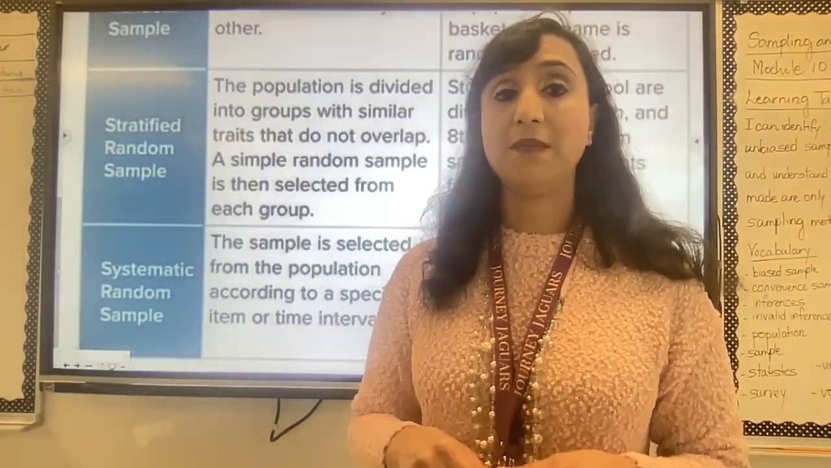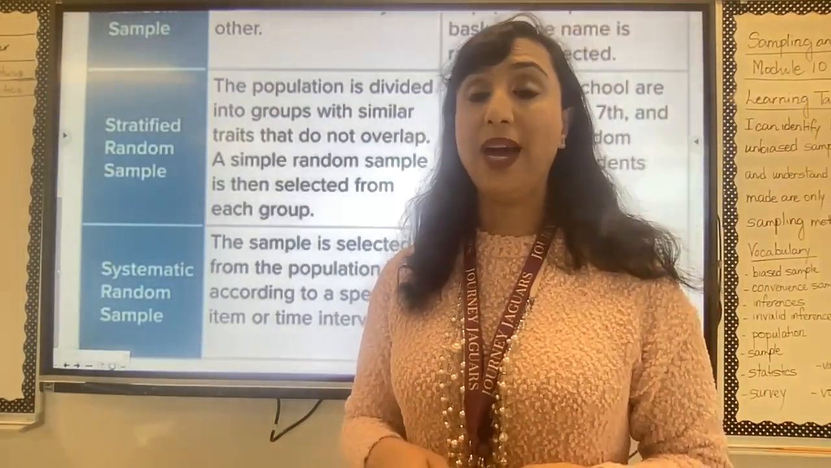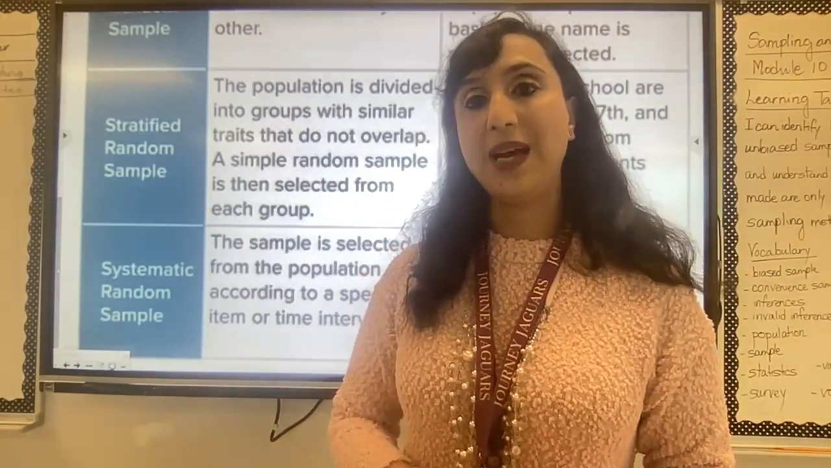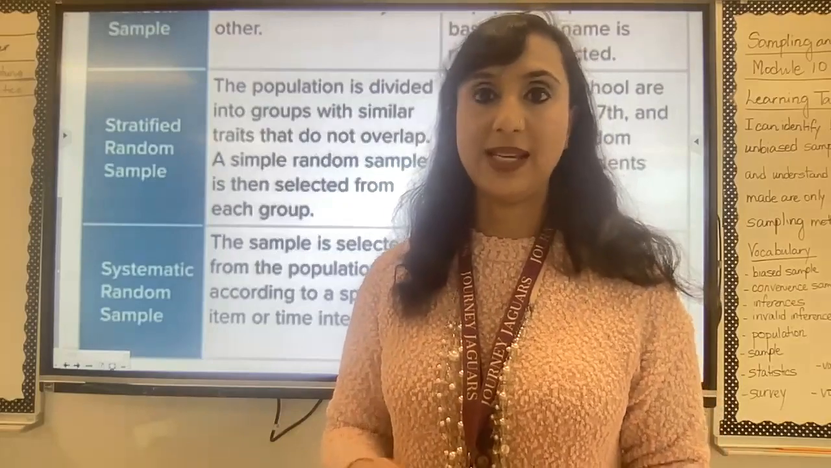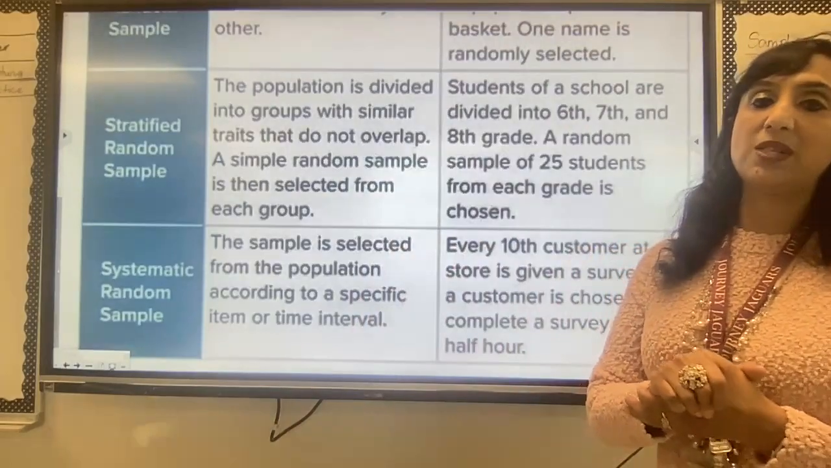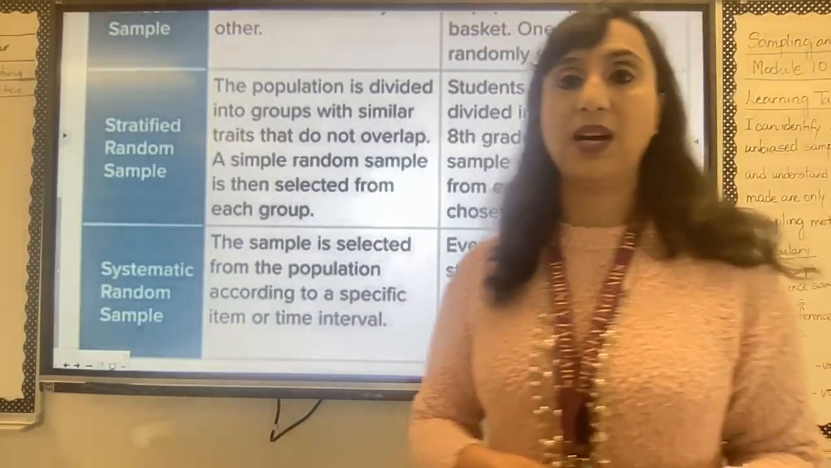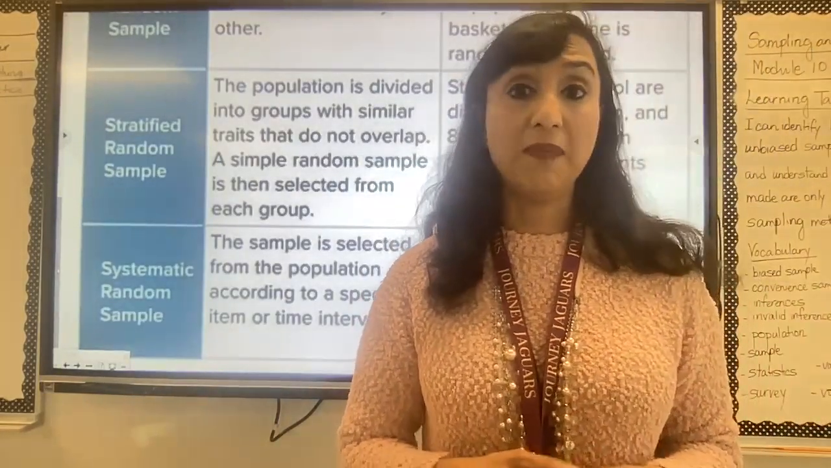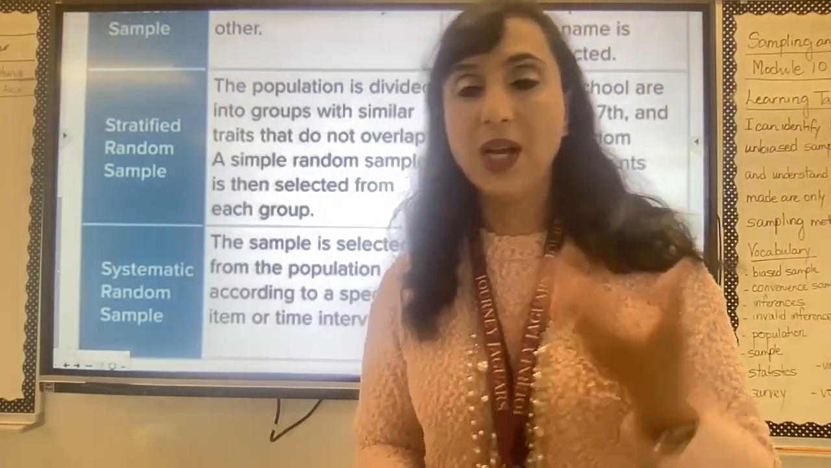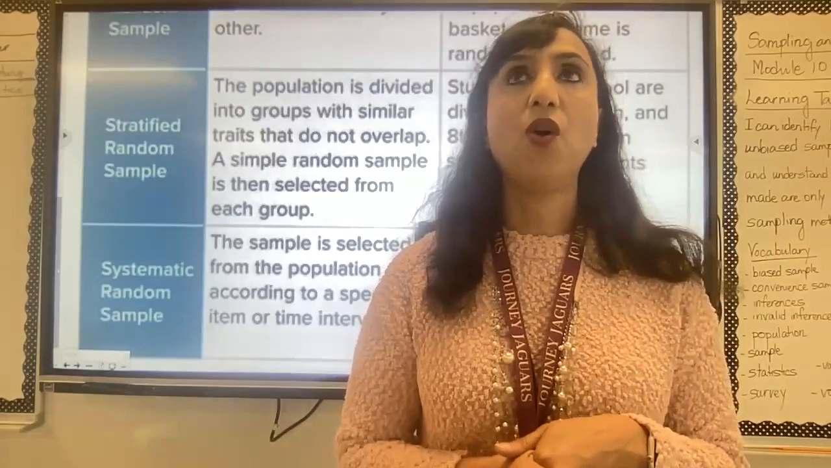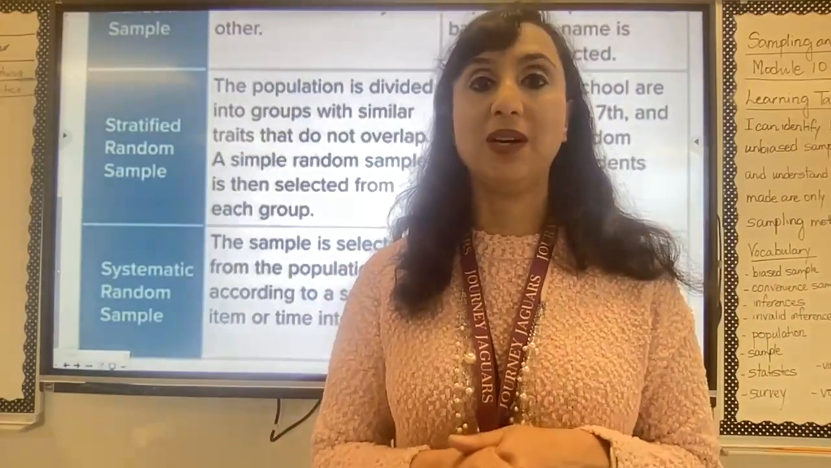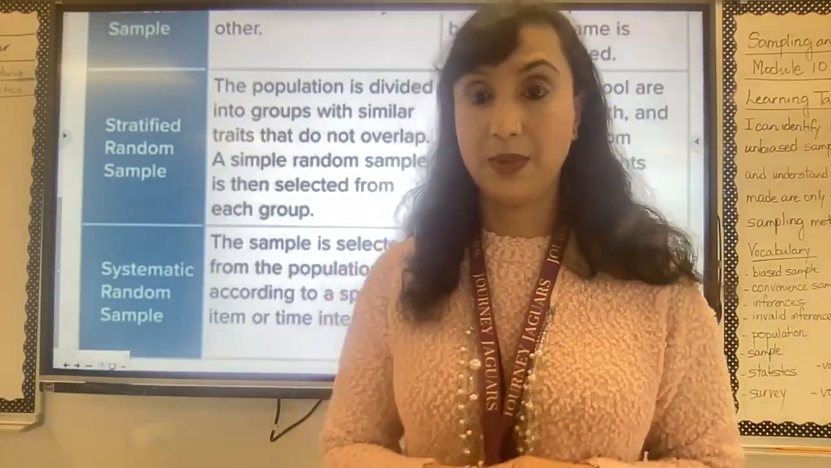So that is a systematic way of collecting random samples, based on time, like they said, every half hour, or based on a specific item, like every 10th customer, every 20th customer, every 5th customer, every 10th child who walks into the school is asked what their favorite pizza topping is. So that is an example of a systematic random sample.